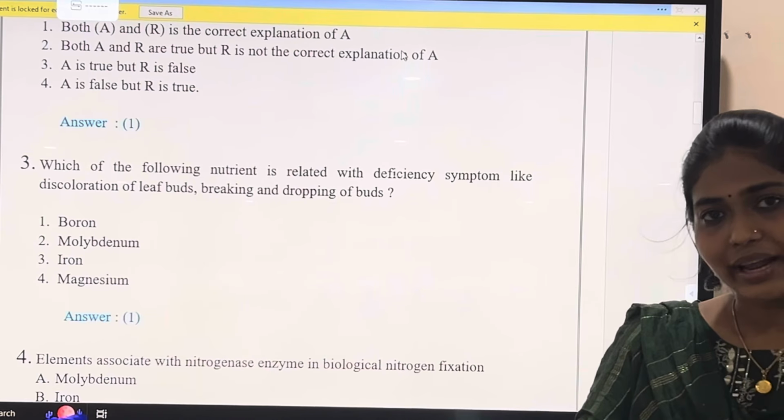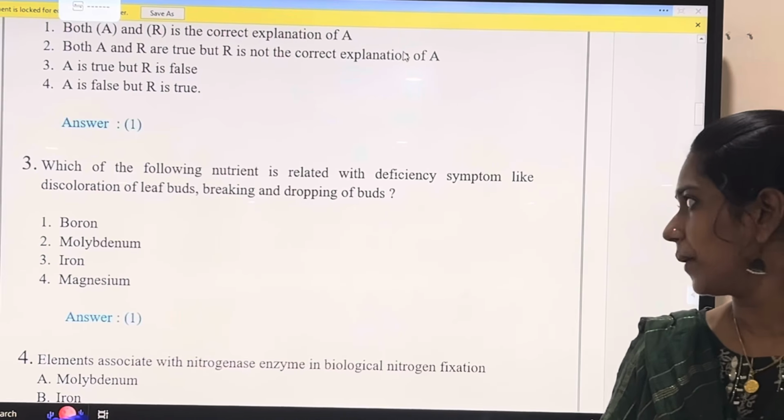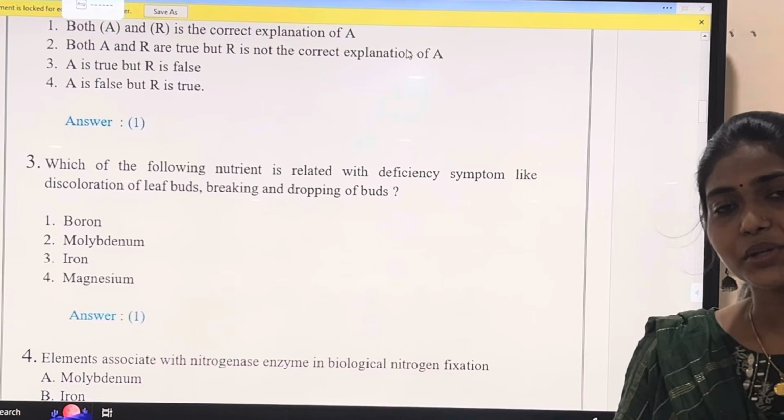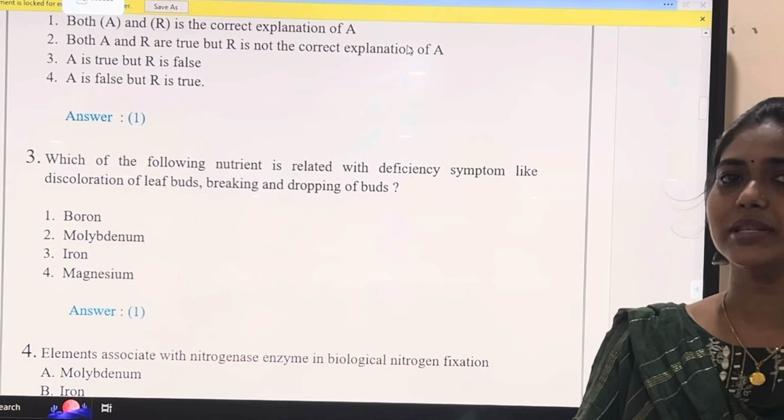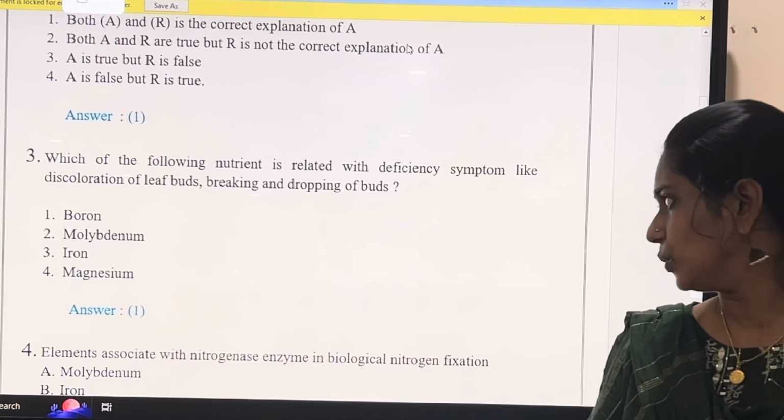So you will have to write and study the deficiency symptoms of each particular nutrient. And for every single nutrient, they will be showing different deficiency symptoms. So you have to go through all the deficiency symptoms that are caused by each and every nutrient.